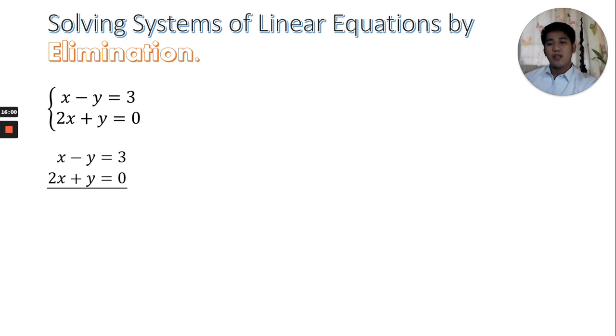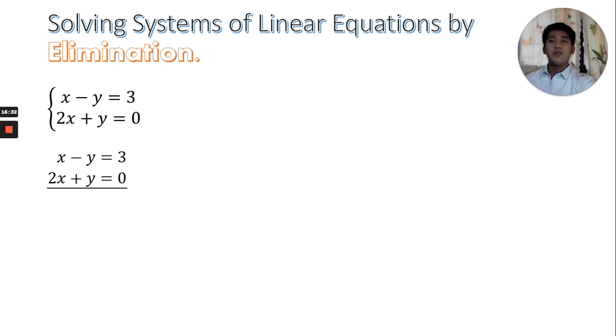Then, let's think of the way we can eliminate one of the variables. Can we eliminate x and 2x by just simply adding or subtracting them? No. How about negative y and positive y? Yes, right? Since y has negative 1 as numerical coefficient and y has positive 1 as numerical coefficient, they have this numerical coefficient the same, which is 1. So we just need to choose whether we're going to add or subtract.